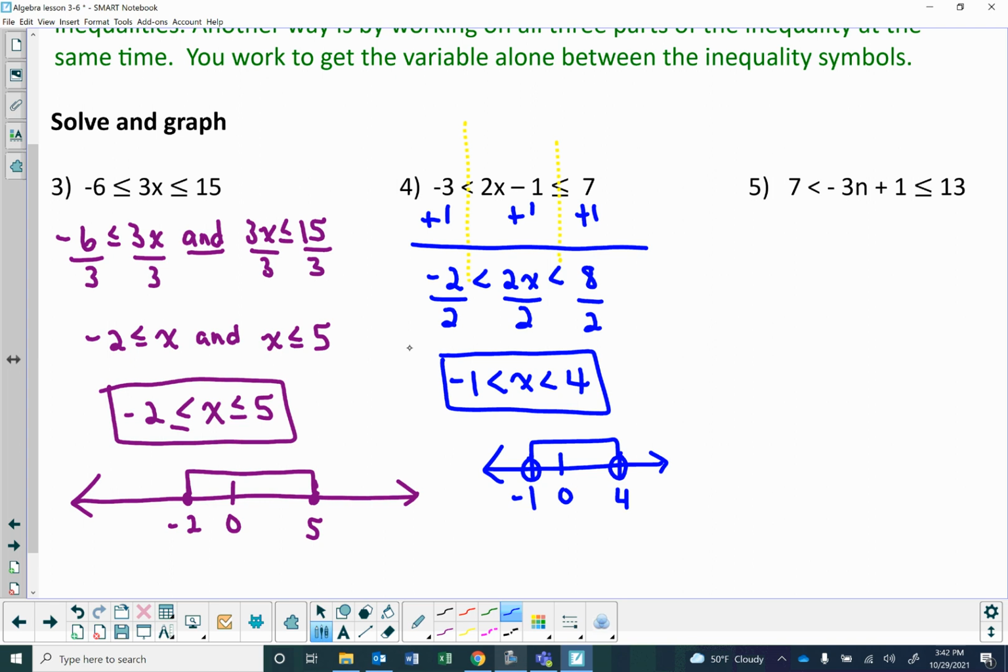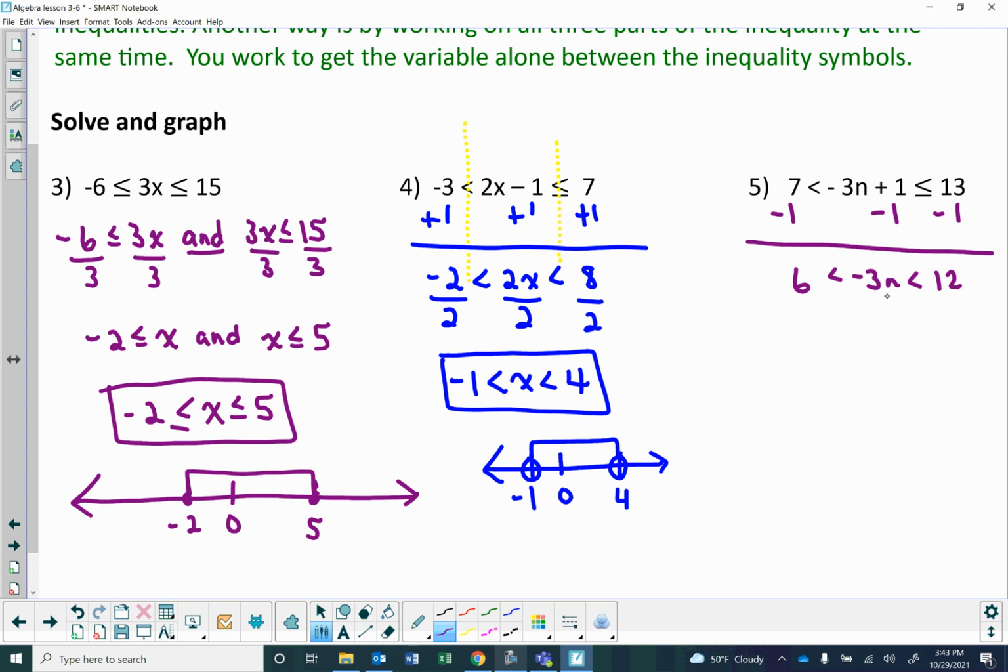Number 7. Let's take a look at number 7 here. Number 7 says 7 is less than -3n plus 1, which is less than 13. Again, very much like problem number 4, this time I'm not going to draw the vertical lines. So I look at this, I look at my -3n, and what did they do to -3n? Well, they added 1, so I need to subtract 1 from the middle, subtract 1 from the right side, subtract 1 from the left side. 7 minus 1 is 6, which is less than -3n, which is less than 12.